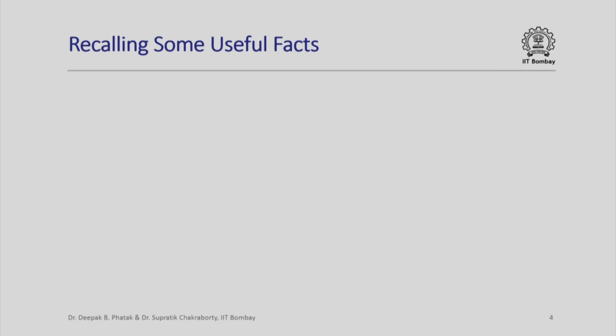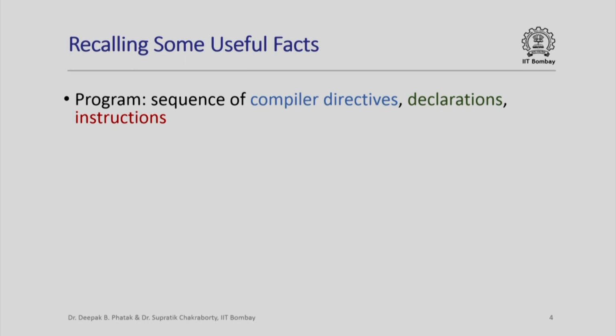Now, before we get going, let us recall some useful facts that we have already learned. We know that a program is basically a sequence of compiler directives, declarations and instructions. The compiler directives are instructions to the compiler that it uses when it tries to compile your C++ program to the machine's language, to the computer's internal language.